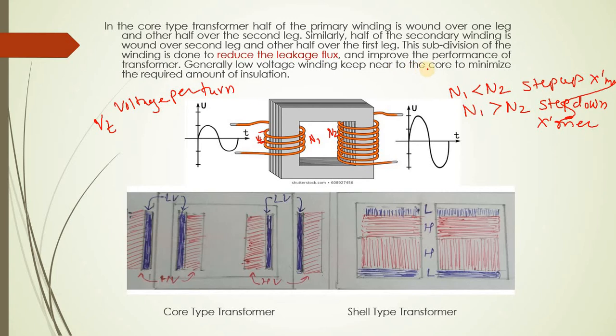Generally the low voltage winding is kept near the core to minimize the required amount of insulation. As the voltage is less, the required insulation level will be less, and the high voltage winding is kept on the outer side. You can see here this is the core, and this LV winding is near the core, and the outside winding is the HV winding.